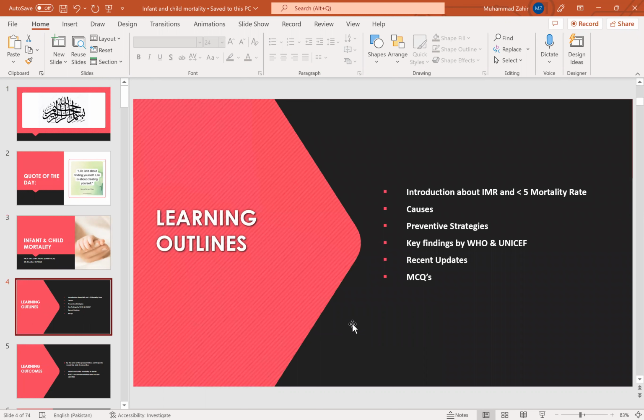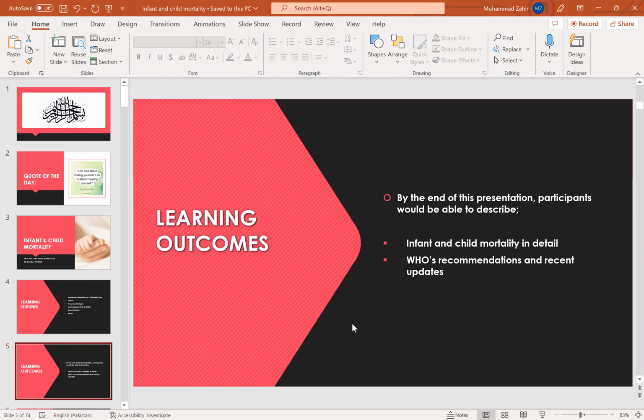Learning outlets include an introduction to the infant mortality rate and under-5 mortality rate, its causes, preventive strategies, key findings by WHO and UNICEF, recent updates, and multiple choice questions. Learning outcome: at the end of this presentation, participants will be able to describe infant and child mortality in detail, WHO recommendations, and recent updates.